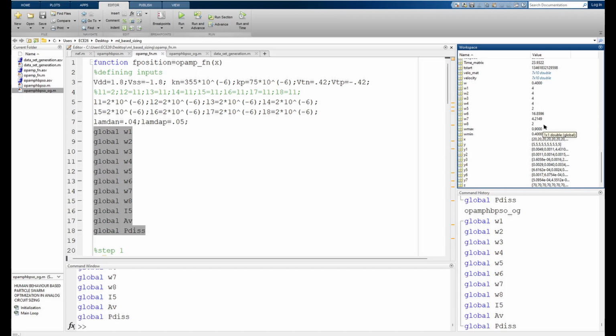Now these values will be given to the Cadence, and we will try to simulate it and find whether it is matching or not, or whether it is within the range or not. So let's go to the Cadence now and put these values and see the result.